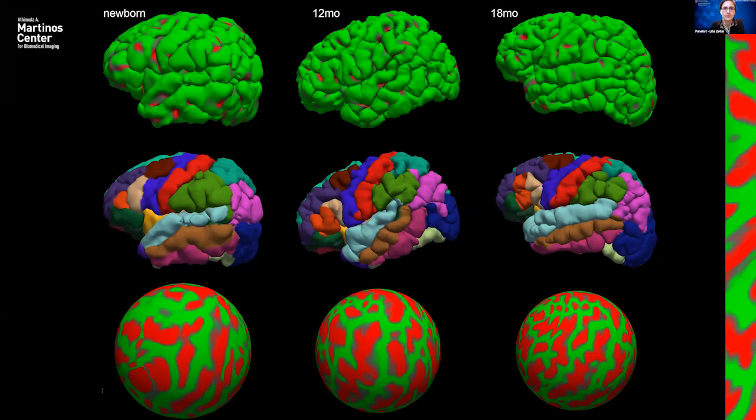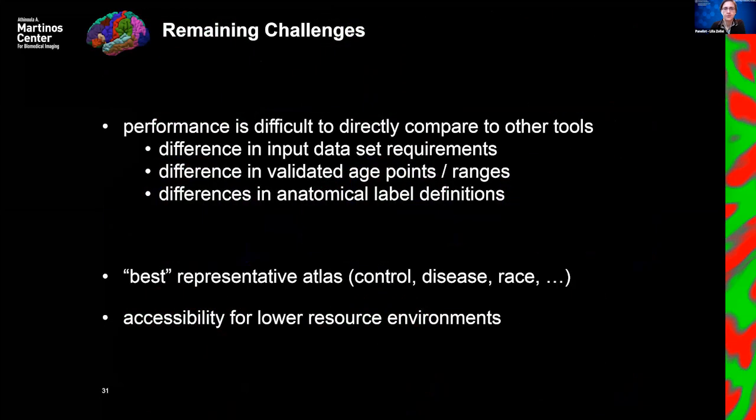Again, here are some examples. I'm showing you 3 differently aged subjects, a newborn, a 12-month-old, and an 18-month-old. In the first row, I'm showing you the pial surfaces of these 3 subjects. In the second row, it's the same pial surfaces, but colored with different cortical parcellations, or different regions of interest, different anatomical areas. And in the last row, I'm showing you the surface of the same subjects, but in a spherical representation. And as a note, this is basically the space, this 2D space, where we do most of our mathematical computations due to its simplicity.